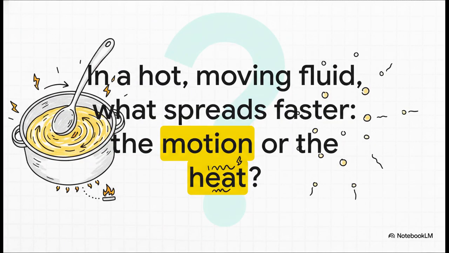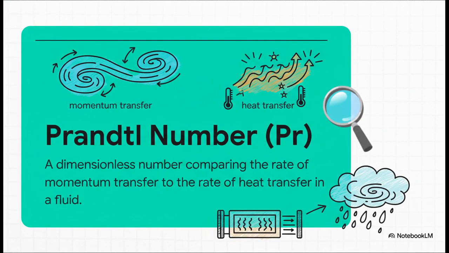Now let's make things even more complex. What happens when the material itself is moving, like a fluid? Imagine you're stirring a pot of hot soup on the stove. Which one do you think spreads through the soup faster? The swirling motion from your stirring or the heat coming up from the burner at the bottom? Believe it or not, there's a specific number that gives us the answer to that exact question.